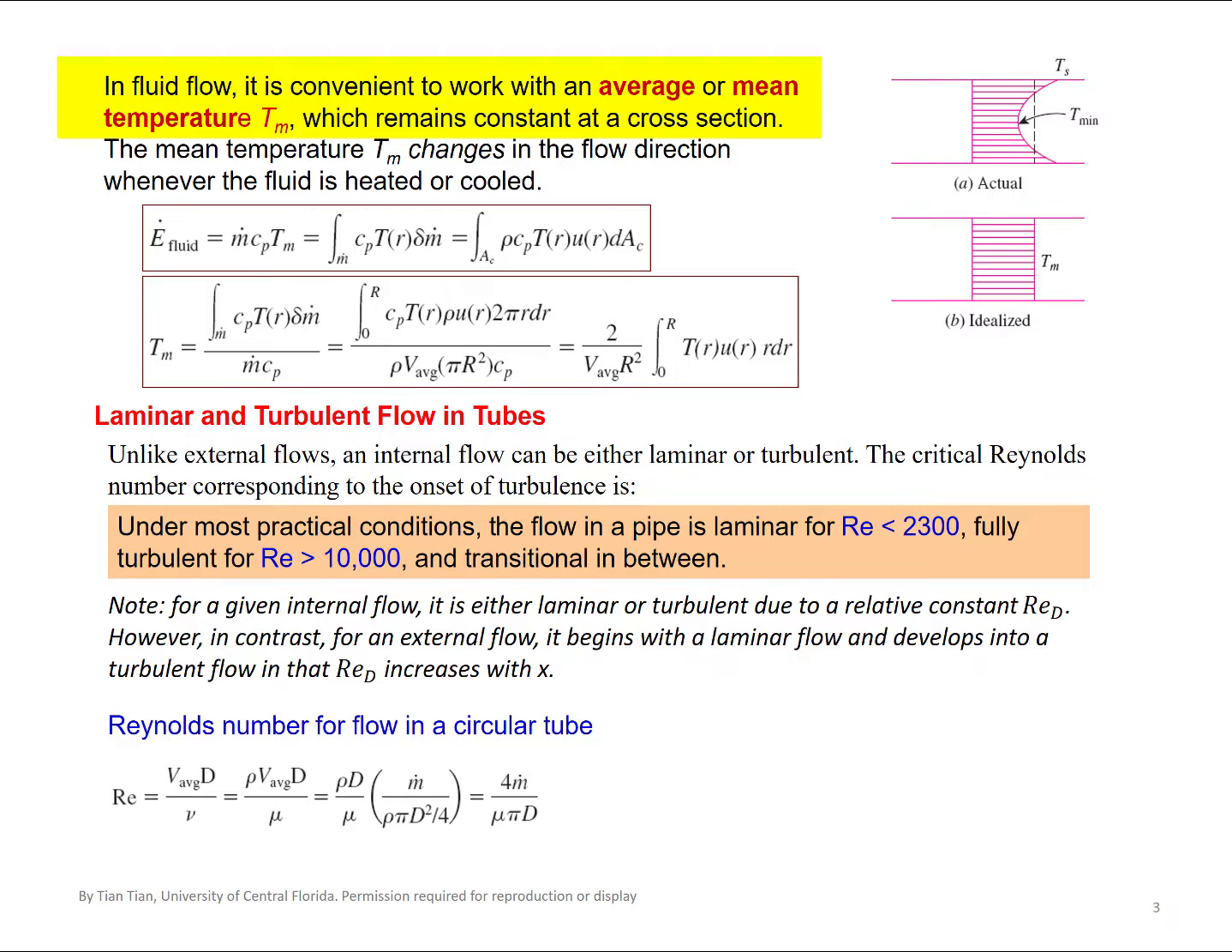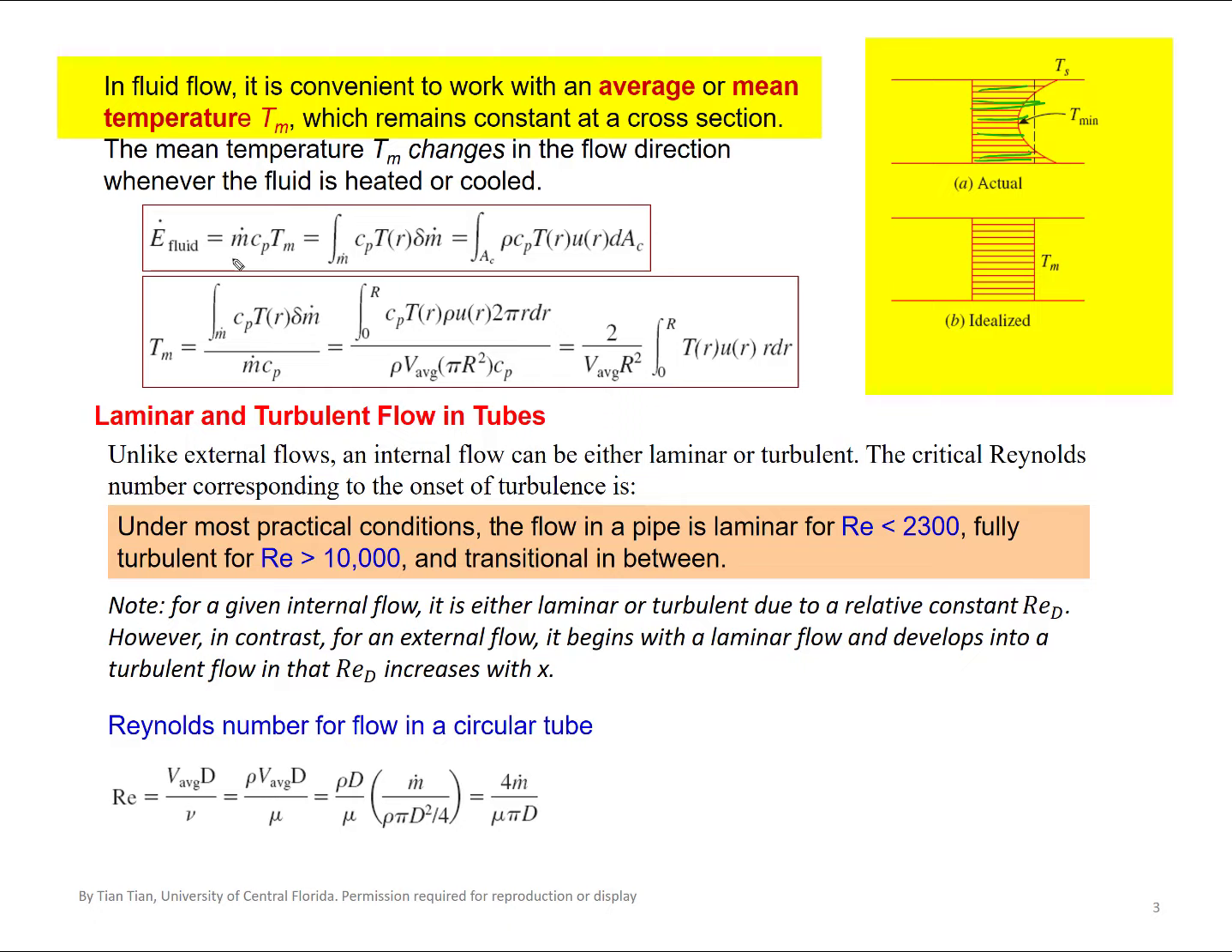With internal flow, we often work with an average temperature or a mean temperature. Let's look at this case. Assuming the surface is hotter than the fluid, then those fluid particles adjacent to the surface have higher temperature than those fluid layers in the middle. And the mean temperature we're talking about here is the average of these temperatures.